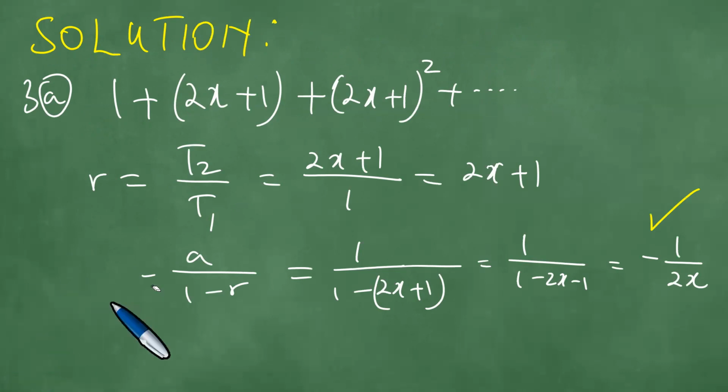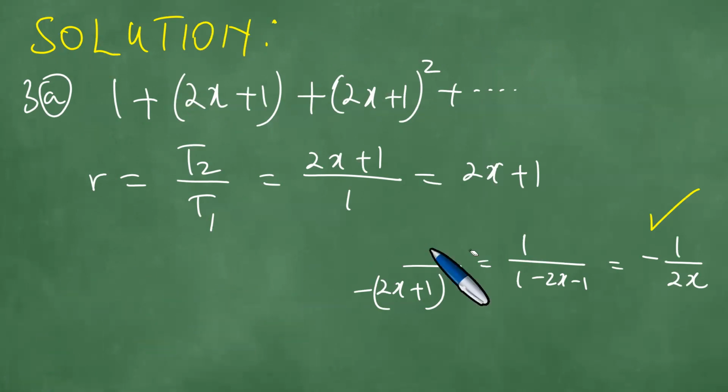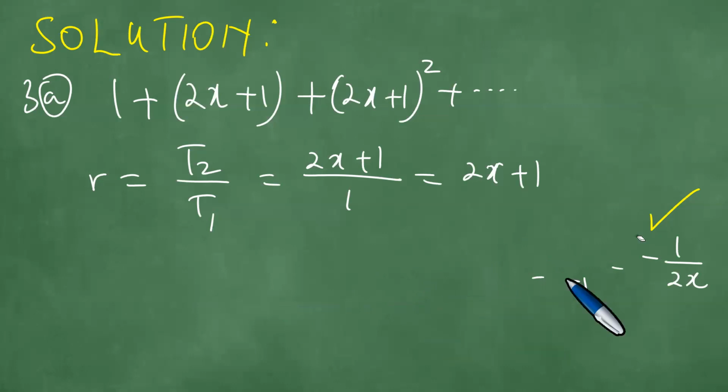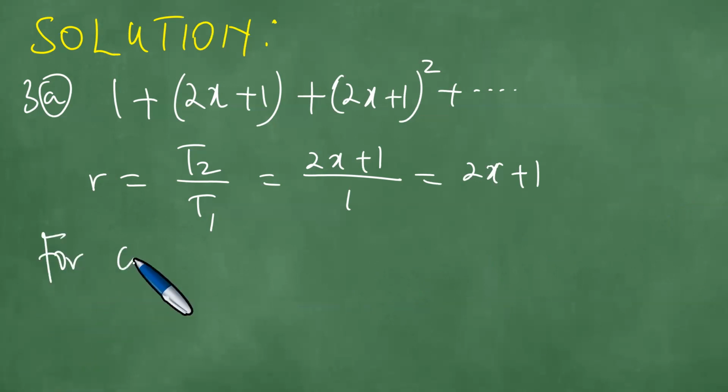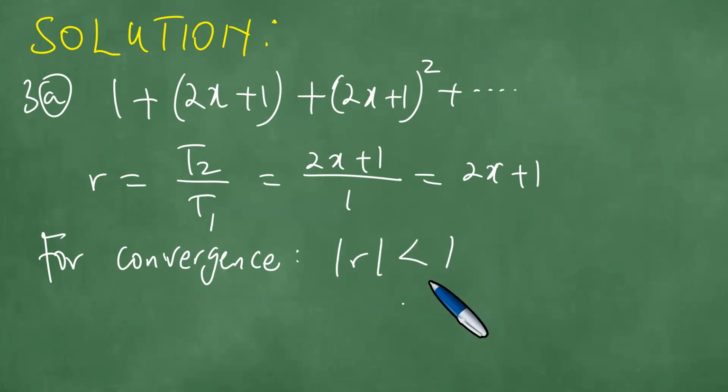All right, just note that here you need to find the values of x for each to converge. That is the sum to infinity, but it's not exactly what the examiner wants here. They want the values of x for convergence. So for convergence, you need the constant ratio to be smaller than 1 in modulus terms, which means you need 2x plus 1 to be smaller than 1.